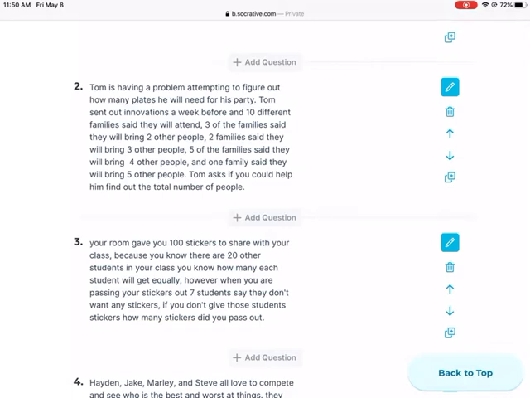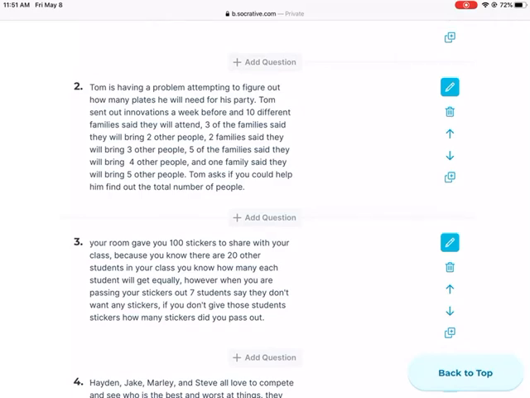So if we just count the number of families, we have 3 families that said they will bring 2 other people. So if we have 3 families, they bring 2 other people, also including themselves, this would be a good time to do some repeated addition or even multiplication. They are the same things. So we could say it's 3 families bringing 3 people. So 3 times 3, or 3 plus 3 plus 3 is 9. So we can write 9 down.